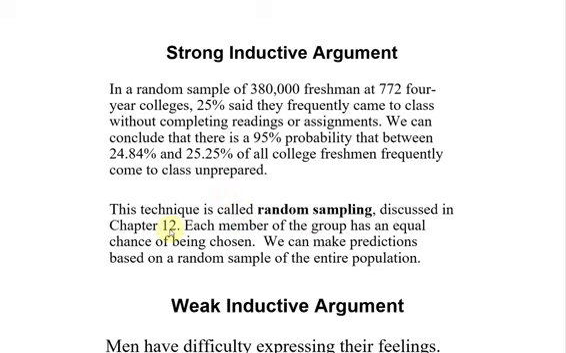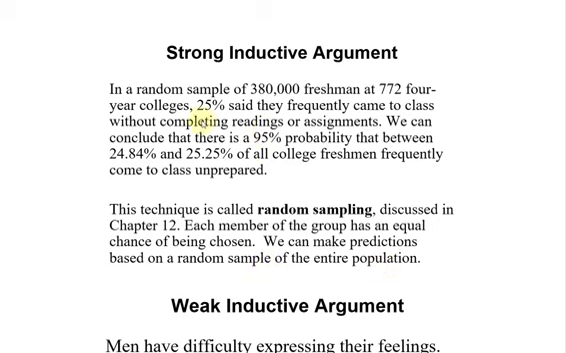We'll discuss this more in chapter 12. Each member of the group has an equal chance of being chosen. So that is random sampling. That means every person has an equal chance of being selected, and we can make predictions about the entire population based on the random sample.